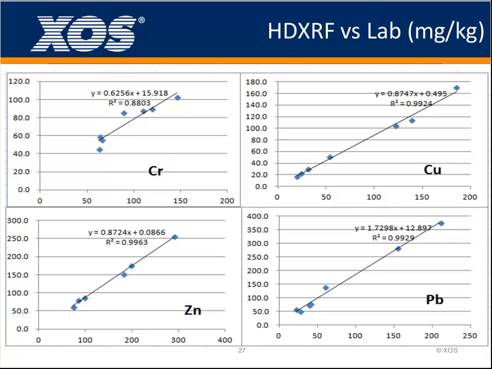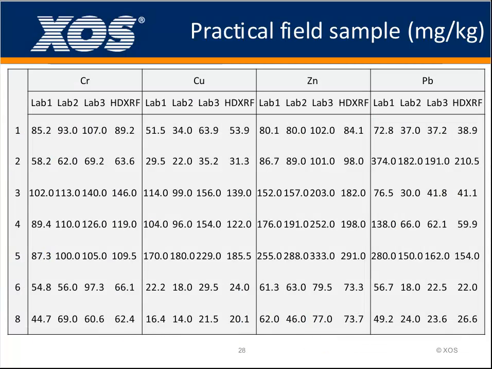Here is for some practical sample tests. We tested some real samples. We got some samples from different brownfields, and we got them back and processed them: dried them and sieved them to 100 mesh, and then we sent the sample to 3 third-party laboratories, and also we tested with HDXRF. After the test, we can get the full result. We can see for most of the results, these 4 results correlate with each other very well, and there's no big difference for each one.